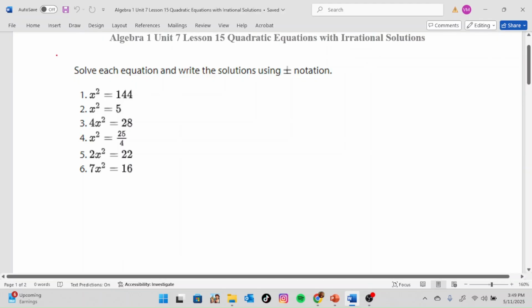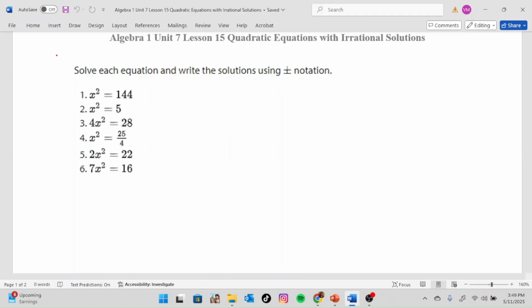Now we can begin the practice problems for Unit 7, Lesson 15. The first practice problem simply wants us to solve each equation and write the solutions using the plus-minus notation. And there's a couple different ways we can write these answers, and it's really going to depend on what that answer is as to what we would consider the best way to write it. So let's look at number 1.